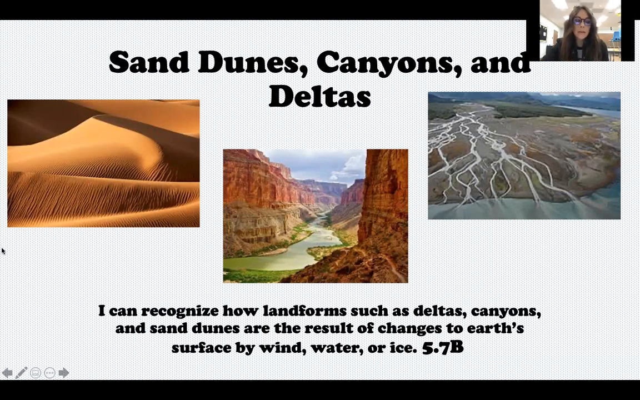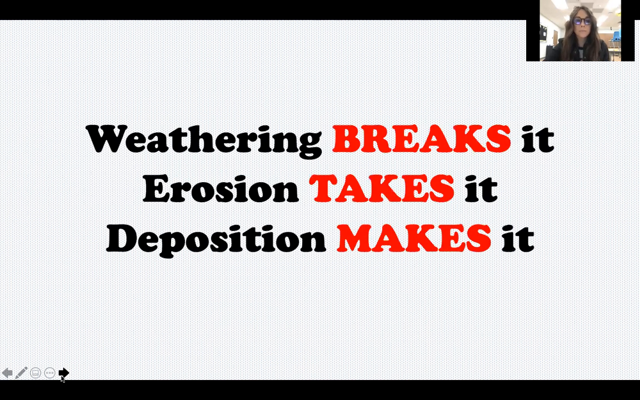So your target says I can recognize how landforms such as canyons, deltas, and sand dunes are the result of changes to Earth's surface by wind, water, or ice.